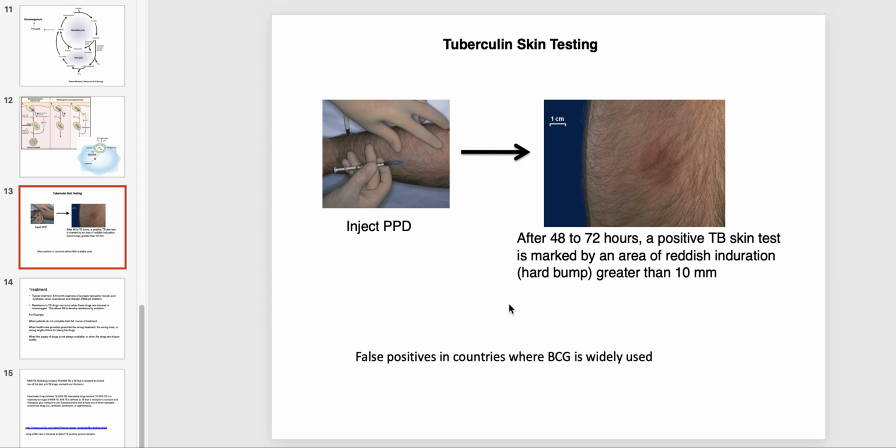After a short period of time, if you get an induration, a reddish induration or a hard bump that's about 10 millimeters or greater, that suggests that you're producing a localized immune response pretty quickly, and therefore that also suggests that you've been exposed to the bacteria at some point in your life. That doesn't necessarily mean you're infected currently with TB, but it does mean you've been exposed to TB, and therefore you should be tested more stringently for the presence of an active infection.